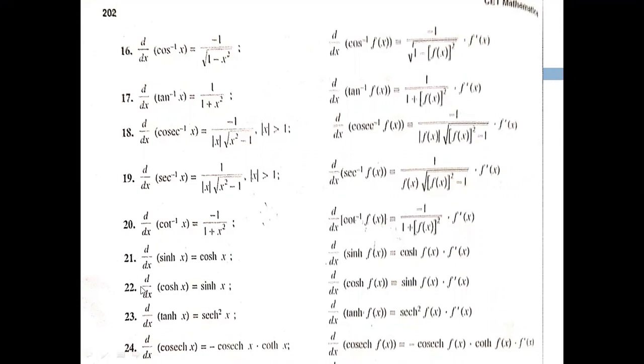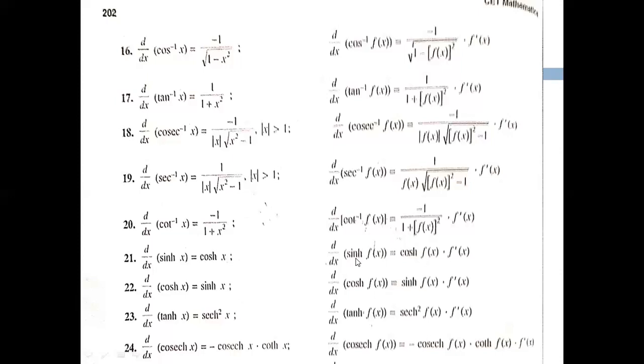From 21, these are the derivatives of hyperbolic functions. Actually, hyperbolic functions are not introduced in theory, but for CET they are very important, just to observe the results of hyperbolic functions. Derivative of sin hx is cos hx. Derivative of cos hx is sin hx. And the derivative of tan hx is secant h square x. And the derivative of cosec hx is equal to minus cosec hx into cot hx.